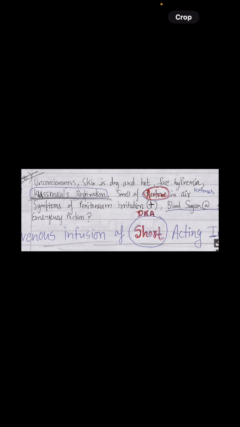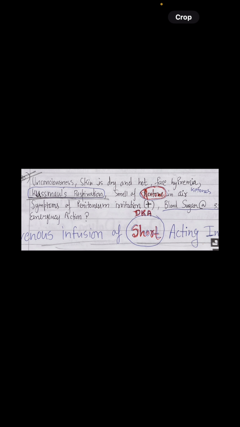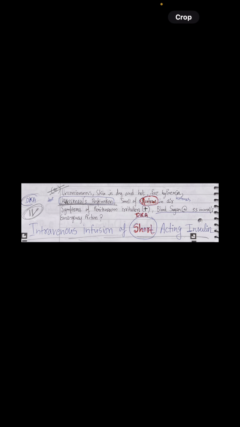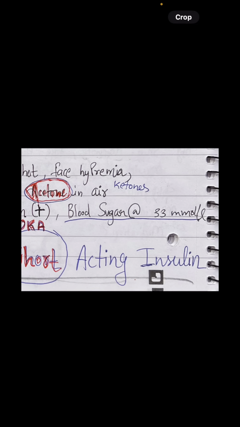So next question, the patient is unconscious and has slow respiration, skin is dry. So this is the case of diabetic ketoacidosis. We see an acetone smell, or let's say a sweet smell, or signs of peritoneal irritation present. Sugar levels are 33. They are really high. So start with the short-acting insulin.